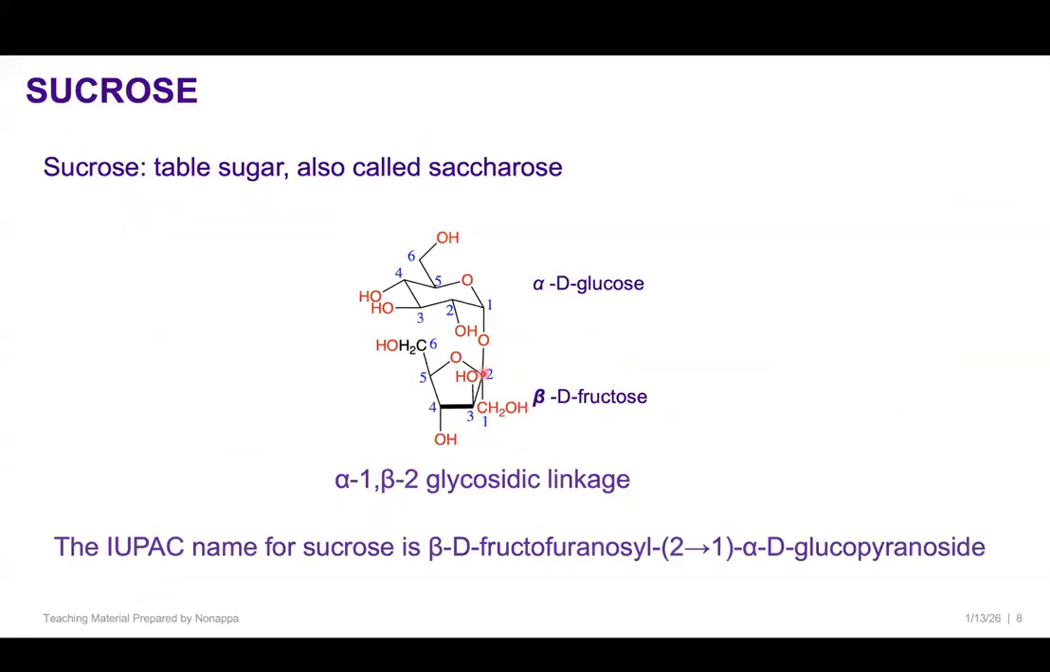However, in sucrose, both of the anomeric carbons are used for glycosidic linkage formation. Therefore, this is an acetal. There is no hemiacetal, and therefore this is a non-reducing sugar.